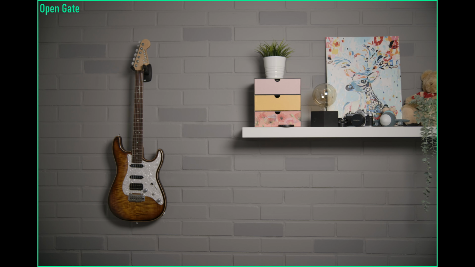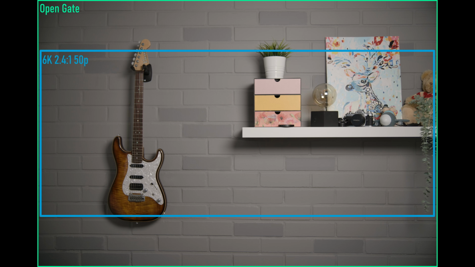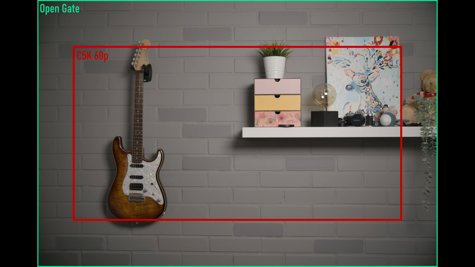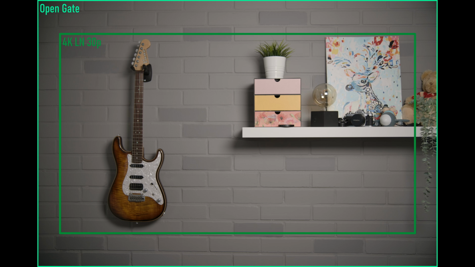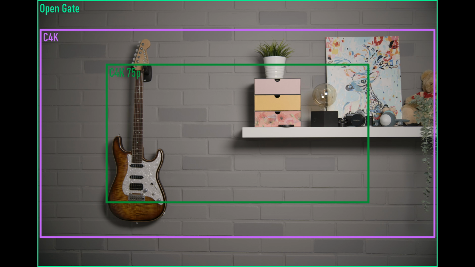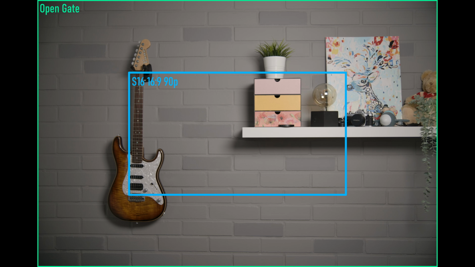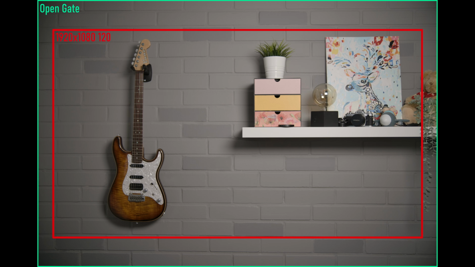Open gate at 25 frames per second, which is my reference when it comes to scale in this camera. This is open gate at 30 frames per second, Cinema 6K at 48, 6K at 48, 6K 2.4:1 at 50, 5K 4:3 30, 5K 6:5 30, Cinema 5K 60, 5K 60, Cinema 4K 3:2 30, Cinema 4K low noise 30, 4K low noise 30, Cinema 4K 75, 4K 75, Cinema 4K 2.4:1 100, Super 16 90, 2.8K 120, and full frame 1920 by 1080 120.